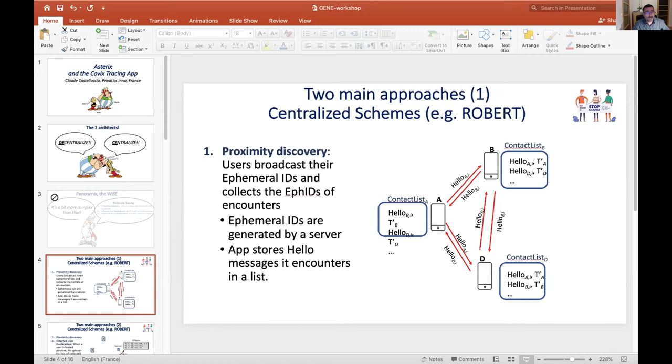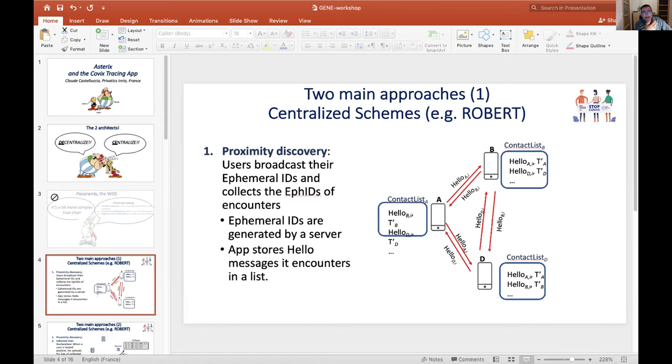The main motivation for having a centralized scheme is that we really wanted the health authority to be able to control the whole system. More precisely, we wanted the health authority to be able to control the score computation, because things are evolving almost every day. We are learning more and more information about this virus, and we think it's important that this is controlled by the health authority.